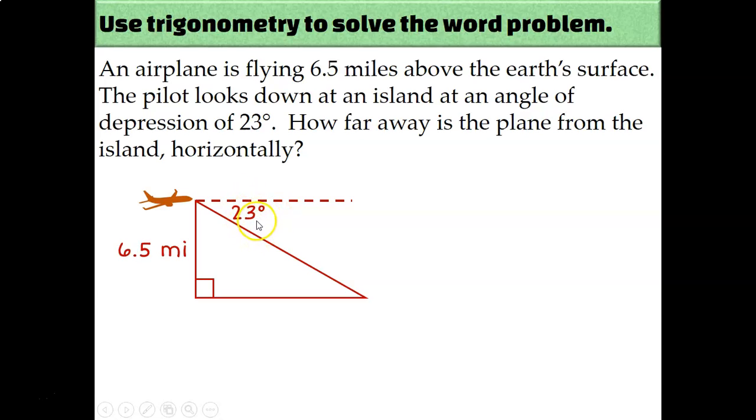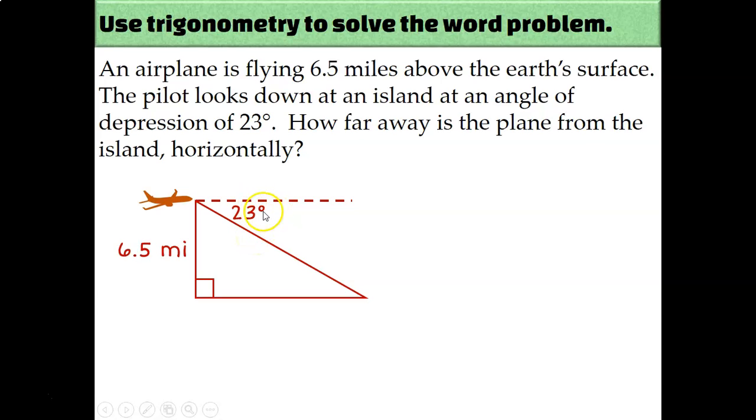So 23 belongs right here. It's a common misconception that this is where you should put 23 degrees. But that would be if you were starting by looking straight down at the ocean and then looked up from there. And that's not what we're talking about. An angle of depression starts at horizontal and then you work your way down. So this angle should be 23 degrees.